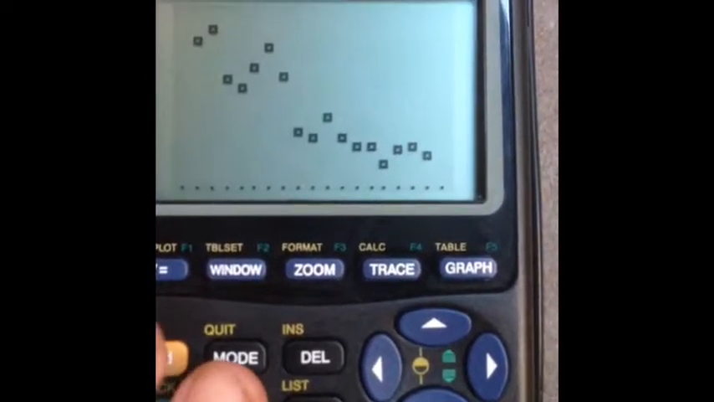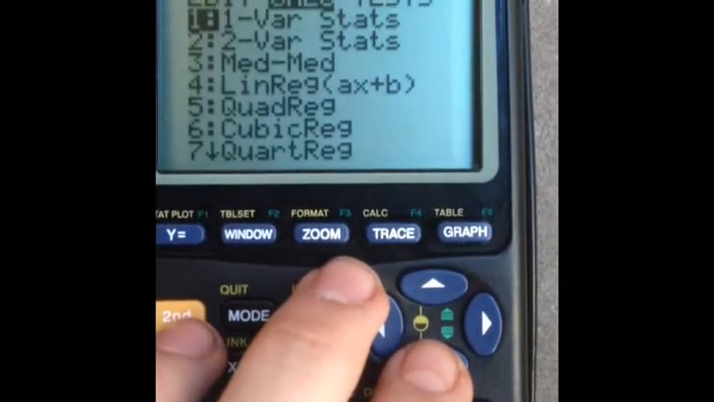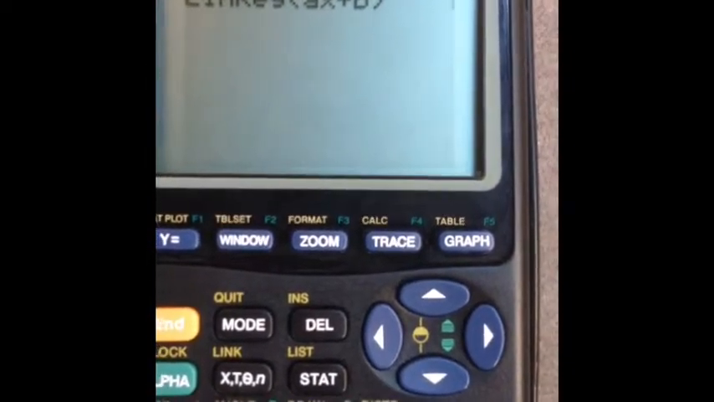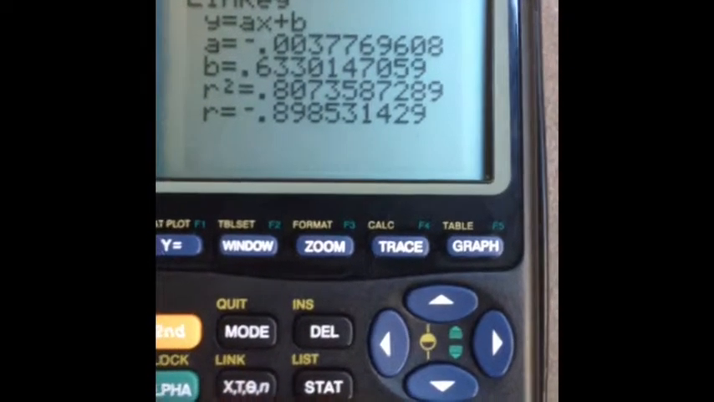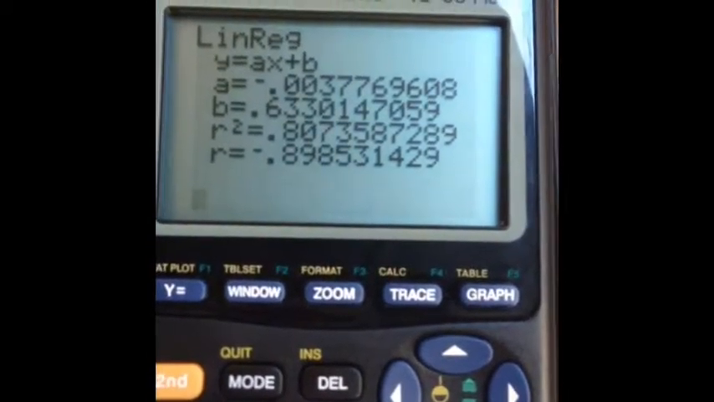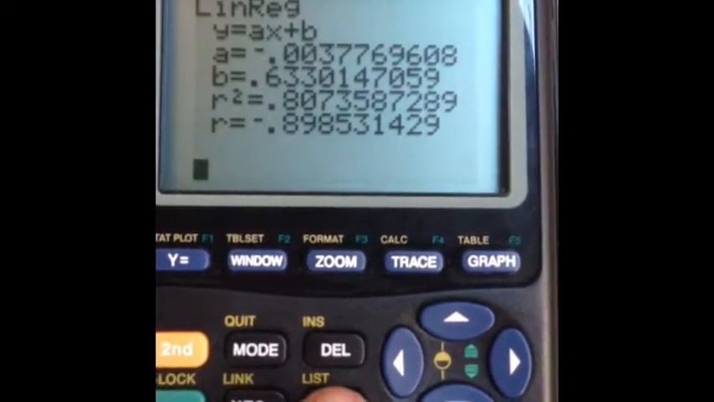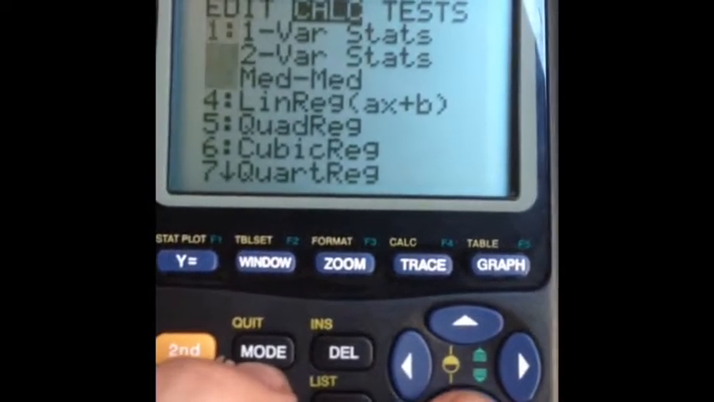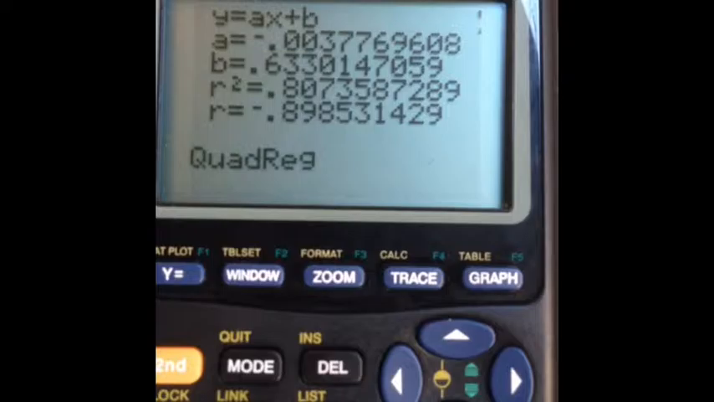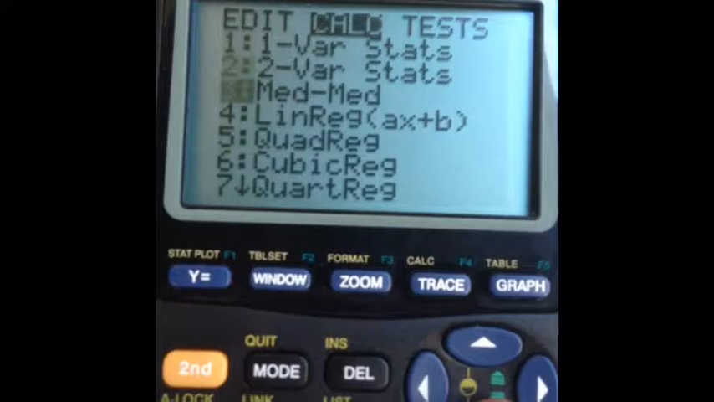And what you want to do next is hit stat again, and then move over to calc. And then once you're there, you want to find the strongest one, which can be seen through the R squared. The closer it is to 1, the stronger it is. So that one's not very strong. So let's see, quadratic. That one is stronger, but it can get stronger.